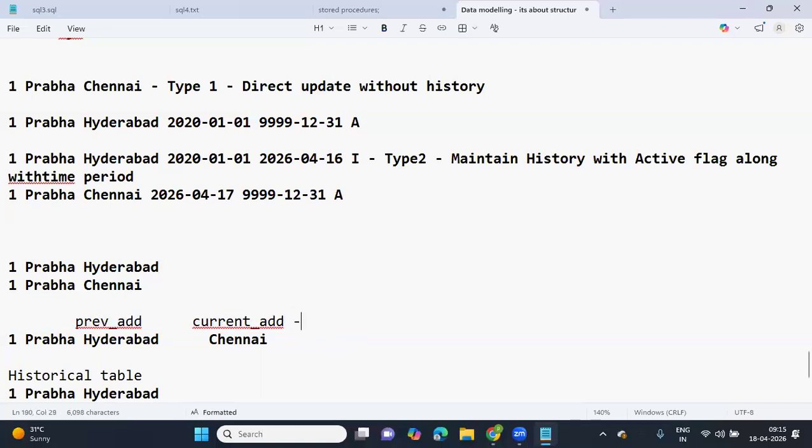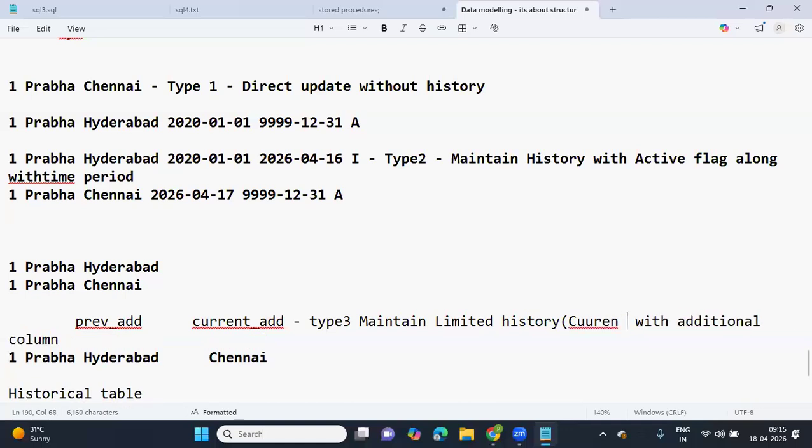Type 3, or we can say it as maintain limited history. So let's say this person changed the address another time, to Bangalore. So we might store only the previous and the current values. Maintain limited history with an additional column. When I say limited history, I mean current and previous values.